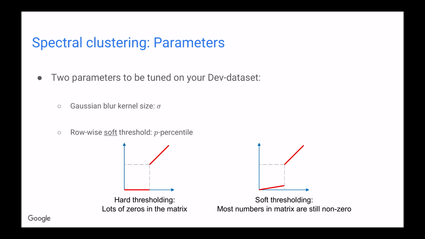During these refinement operations, we introduced 2 parameters that should be tuned on a depth dataset: the Gaussian blur sigma and the row-wise threshold. The row-wise threshold is a percentile p, and we use soft thresholding instead of hard thresholding to avoid having too many zeros in the affinity matrix, which may crash the final k-means algorithm.